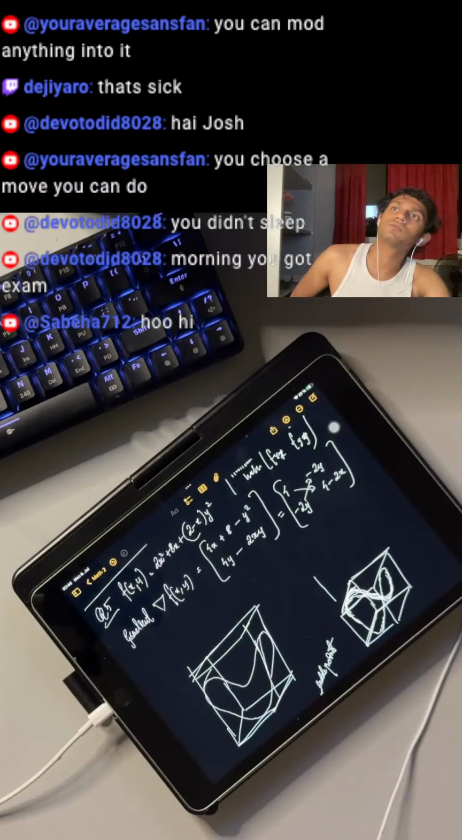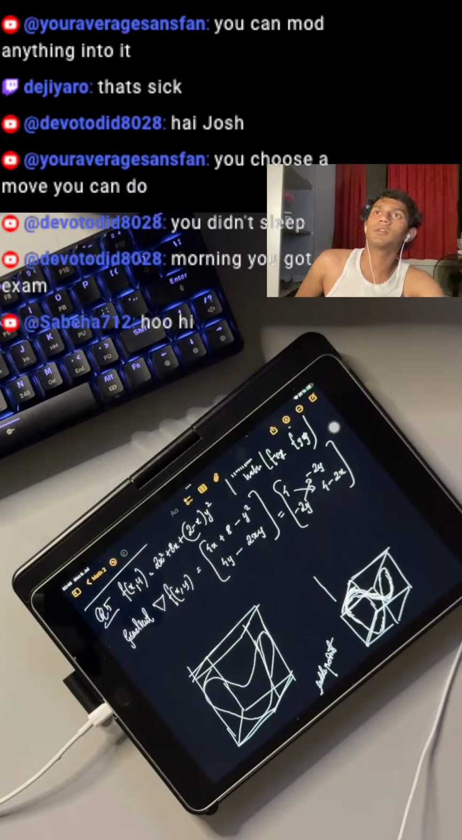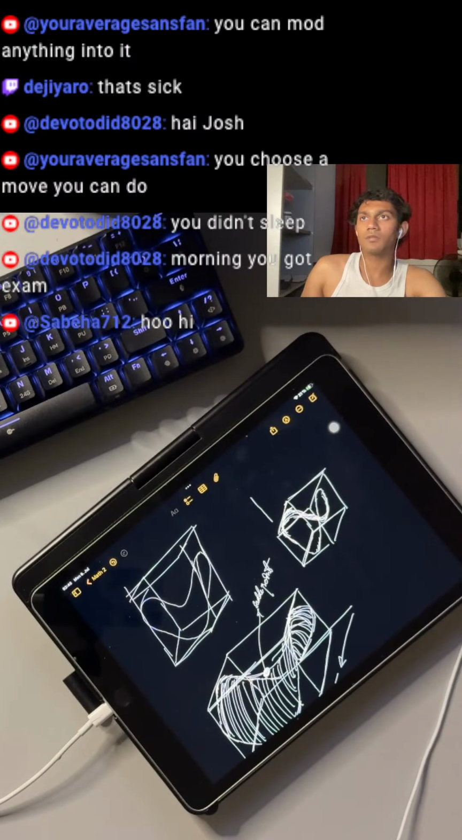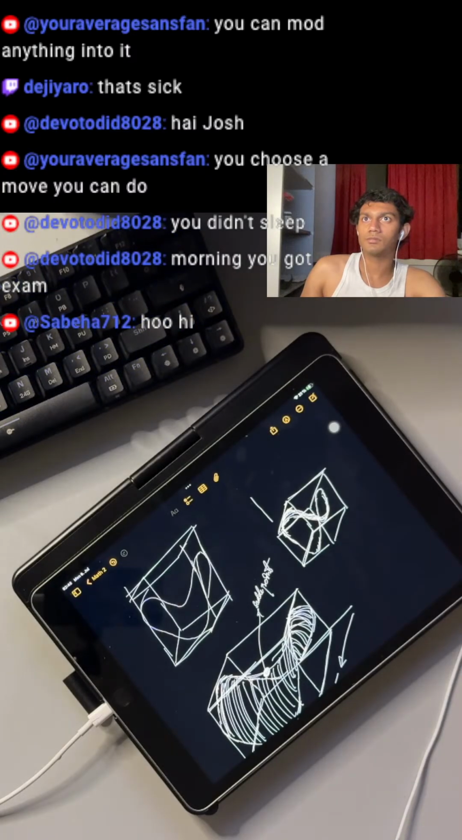So 0.3, consider that. Negative determinant is the saddle point, but we never know. Saddle points, okay.